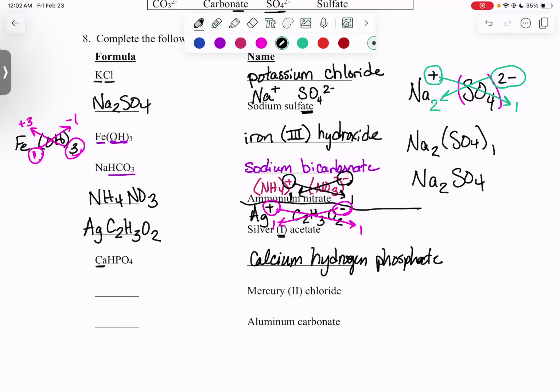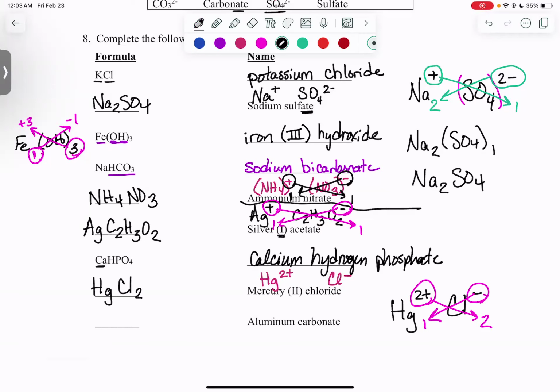All right, mercury 2 chloride. Mercury symbol is Hg, and it has a 2 plus. Chloride is Cl, and it has a -1. Let's come out here, we'll do it where we have a little bit more room. So we have Hg 2 plus, and we have Cl minus. What we're going to do is our crossover: take our charge, make it the number of atoms, but drop the sign. So Hg1, I don't have to write the 1, I just write Hg, and then Cl2.